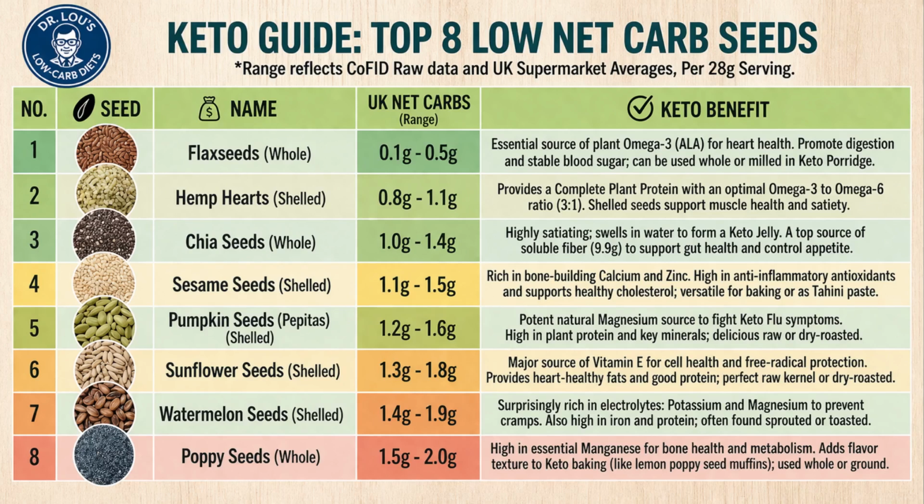Now, number four, here we go, sesame seeds, shelled, 1.1 grams to 1.5 grams. Here you can see rich in bone-building calcium and zinc. Excellent. There are lots of very ketogenic-conducive seeds, but we're also getting a range of ones that are still beneficial for a ketogenic diet, giving more benefits of the electrolytes, calcium, and obviously the mineral zinc. High in anti-inflammatory antioxidants and supports healthy cholesterol, versatile for baking or as tahini paste.